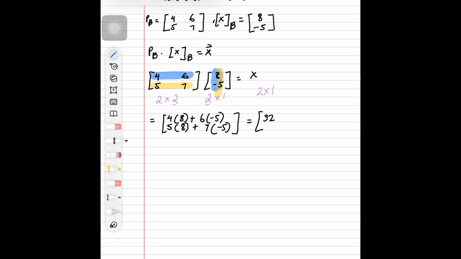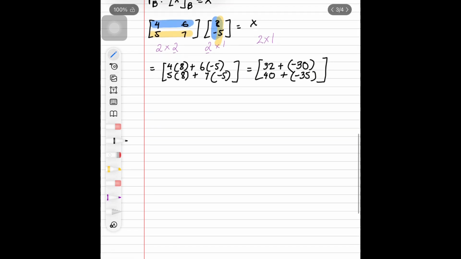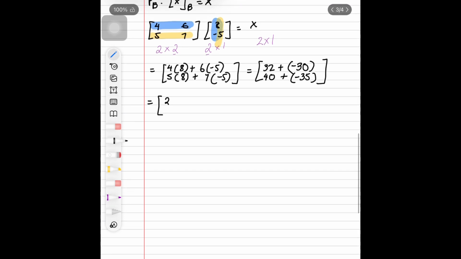And we get 32 plus a negative 30. 6 fives are 30, and then we have a negative sign. 5 eights are 40, plus 7 fives are 35, and a negative 35. So 32 minus 30 is 2, and 40 minus 35 is 5. This is our final answer.